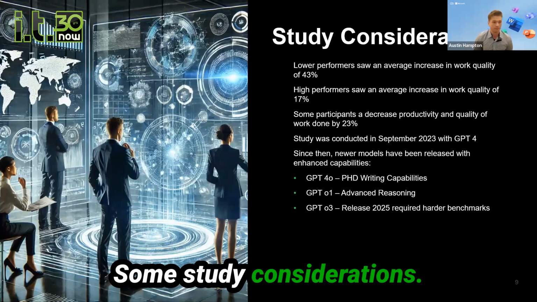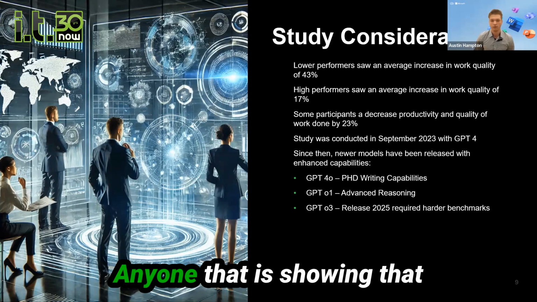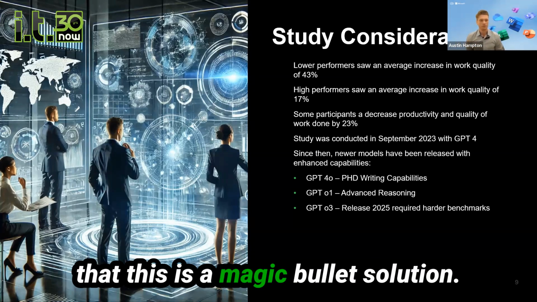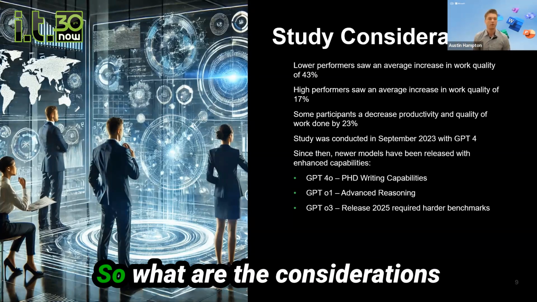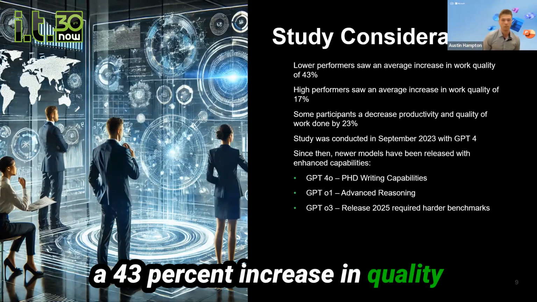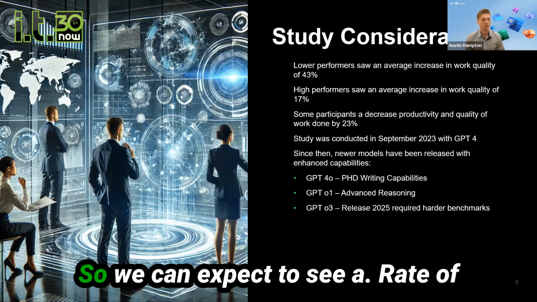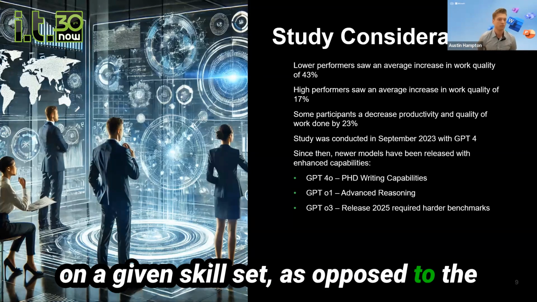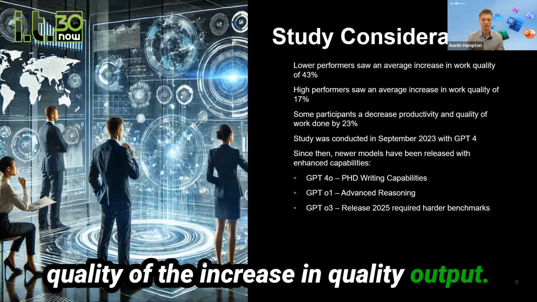Some study considerations. Not all studies are perfect. Anyone that is showing any studies that generative AI is a magic bullet solution, I would be very skeptical of that. So what are the considerations here with this study? We did see that low performers saw a 43% increase in quality, while high performers saw a 17% increase. So we can expect to see diminishing returns the higher a person is on a given skill set, in terms of the increase in quality output. And that makes sense, right?